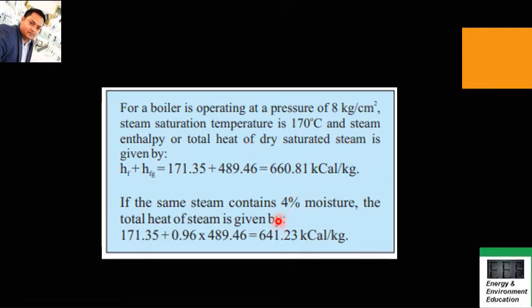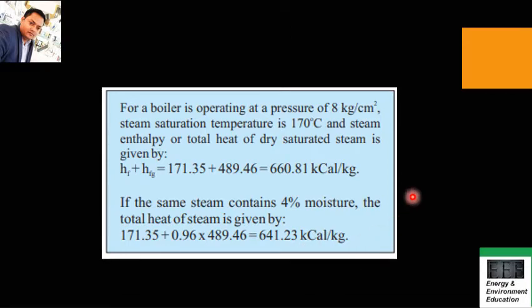Now, if moisture content is there, suppose the same steam contains 4% moisture, then what happens in that case? The total heat of steam will be given by 171.35, which remains the same. That is, the sensible heat remains the same. In the case of the latent heat, now 4% is moisture. So the dry part is 100 minus 4%, that is 0.96, or 96%. So you have to multiply 0.96 by the latent heat and you get the answer 641.23 kilocalorie per kg.